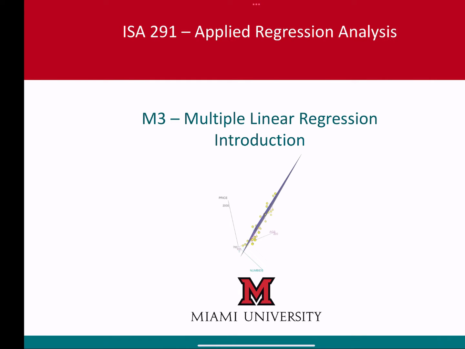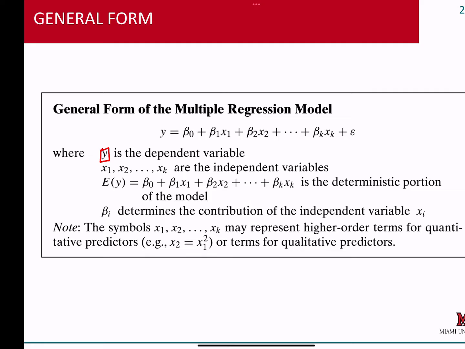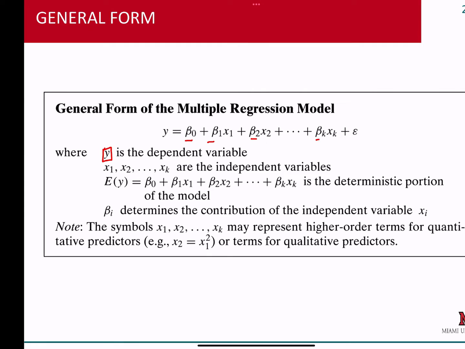In this video, I'm going to give you an introduction to multiple linear regression. We want to start by giving you some idea of the general form of multiple linear regression, and that is we represent the y, the dependent variable, as a y with a y symbol. The betas are called the partial regression coefficients. The beta 1, beta 2, up to beta k are the slope coefficients, and the beta 0 represents a y-intercept.